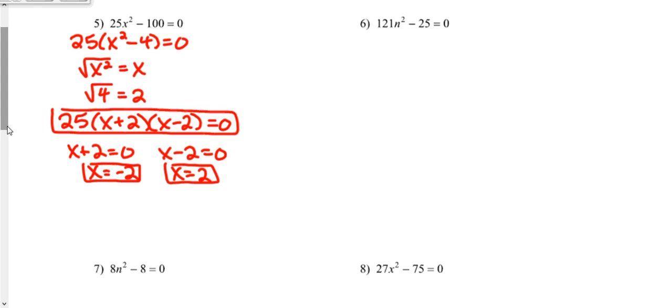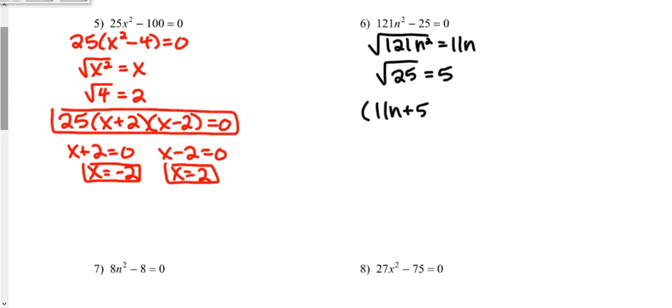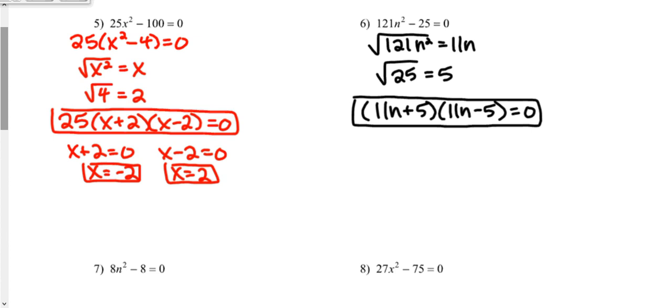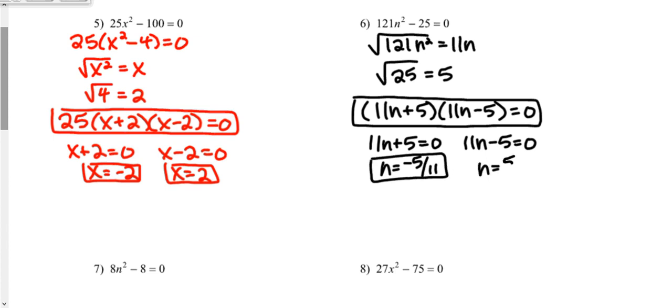Number 6, I can't think of a common factor that we have here. So I'm going to go straight into the process. So 121, the square root of that would be 11. Square root of 25 is 5. So my two factors would be 11n plus 5 and 11n minus 5. And so if I set each of those equal to 0 and solve, I would subtract 5 and then divide by 11. And here I would add 5 and then divide by 11.